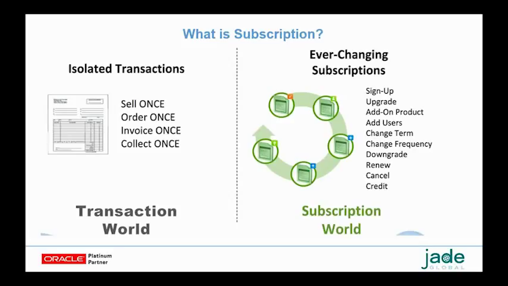The traditional model of sell once and forget has evolved into this continuous cycle in the subscription world. So in the isolated transaction which you had before, you sold it, you ordered it once, you invoiced it once, you collect it once, and you're done. There could be a reason why the customer would come back because he needed one more copy of that product, or he needed some additional aspect of an addition to that product. It could be a completely different product that your company sold.